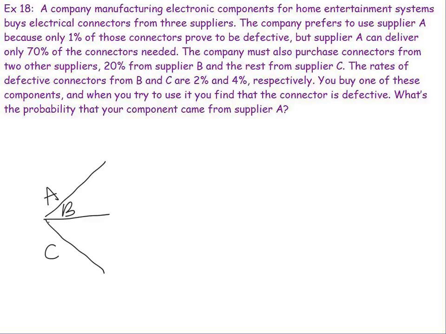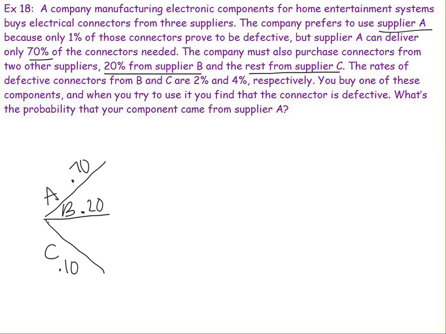So what do we know? The company prefers supplier A because only 1% are defective, but supplier A can deliver 70%. So 0.70. We then have the company must also purchase connectors from 2 other suppliers, 20% from B, so 0.20, and the rest from C. Well, 70% plus 20% is 90%. So that means that there's only 10% left.